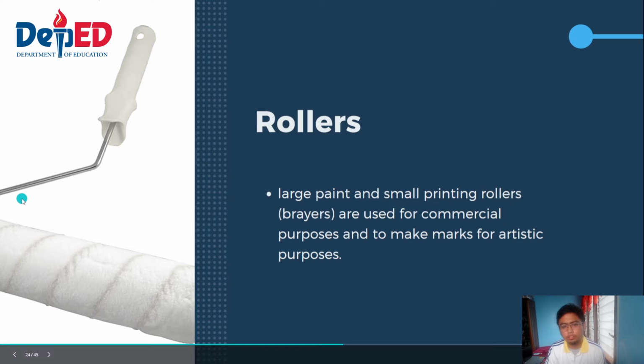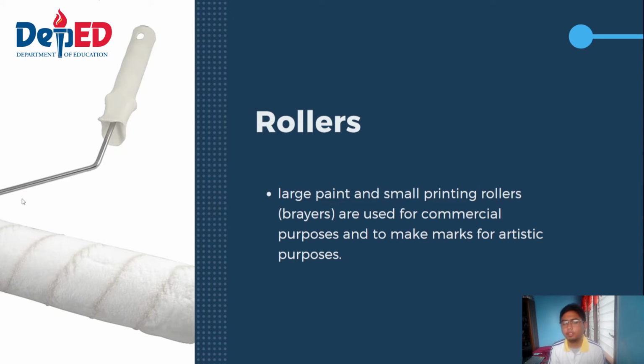And we have rollers. Rollers, of course. If you're going to use paints, you need rollers. If it's going to be a large area like, let's say, a wall, rollers are the go-to appliers of paint. Large paint rollers and small printing rollers or brayers are used for commercial purposes and to make marks for artistic purpose.